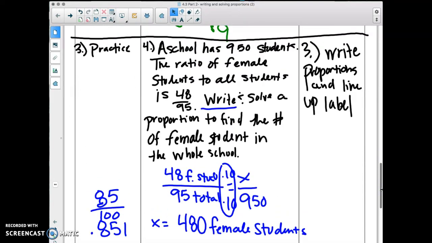Then we worked on some practice. This problem we worked on a lot. A school has 950 students. The ratio of female students to all students is, and then it gave us a ratio. And I asked you to write and solve that proportion.